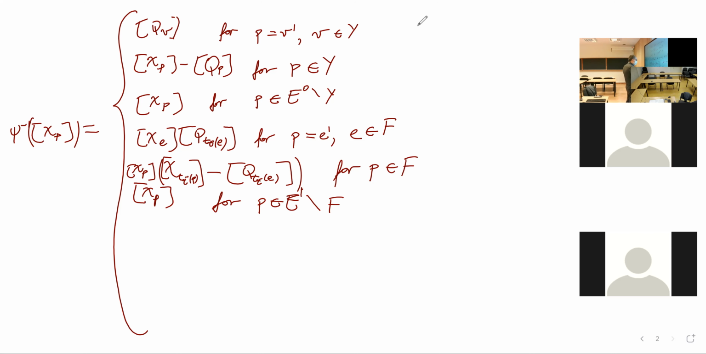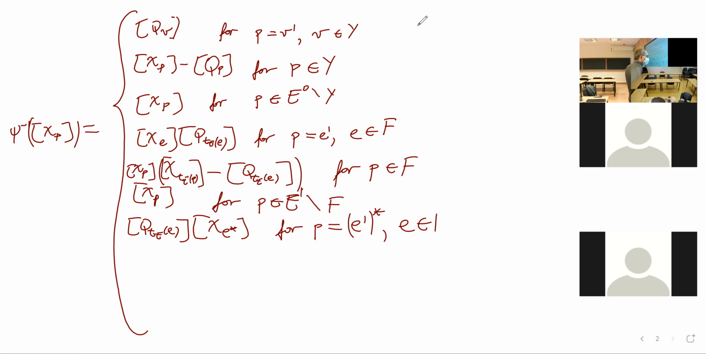And when I start, I have to flip the order. So I will have a class of Q T E E times the class of chi P star. And this is for P equal to E prime star. So as complicated as it gets, okay, with E being in F.